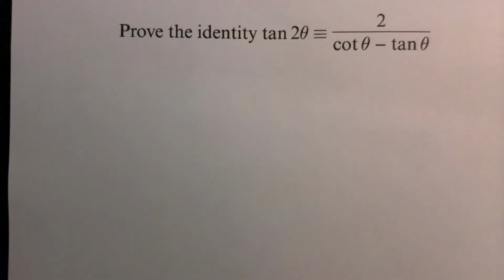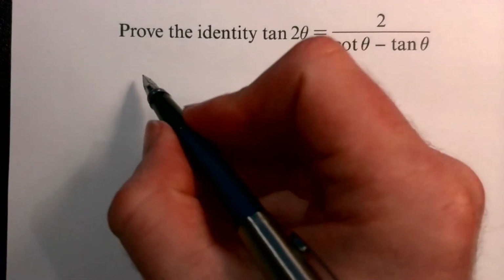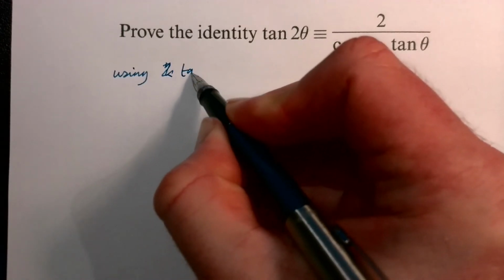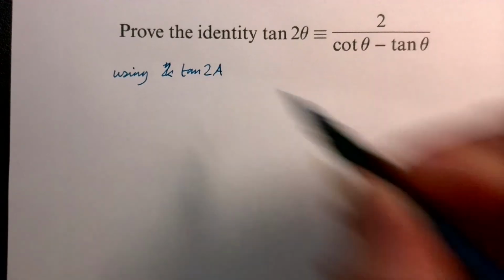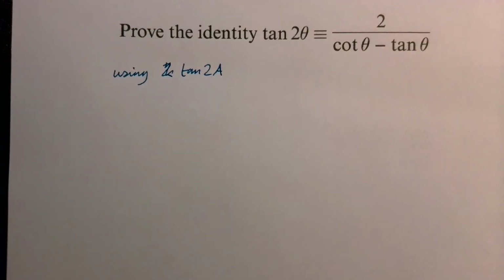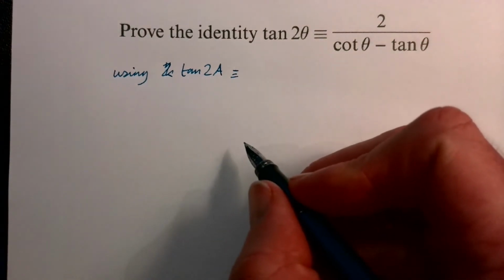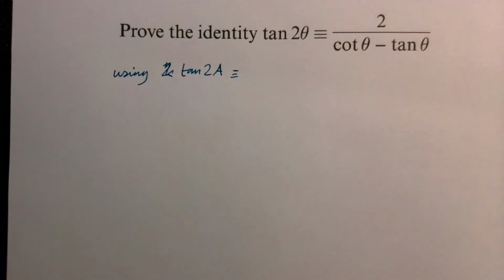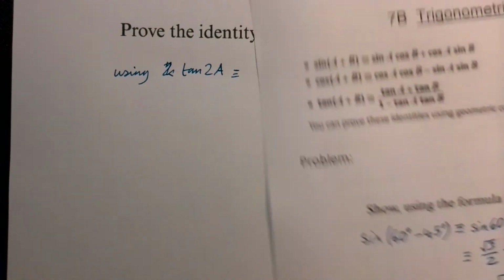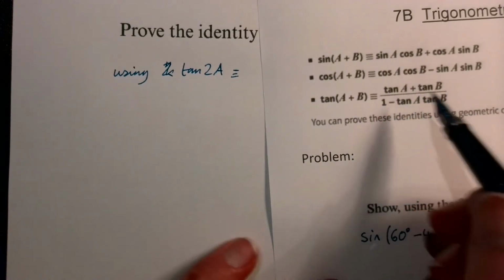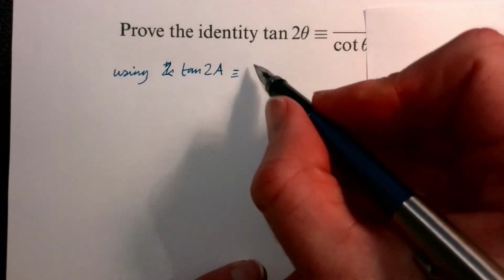Just 2 more to go. Have a little look at this one, write it down, pause it, have a go. We're going to be using here the tan double angle identity, and remember, you can work it out from this one here. If those angles are the same, that gives you 2 tan A on the top, doesn't it?